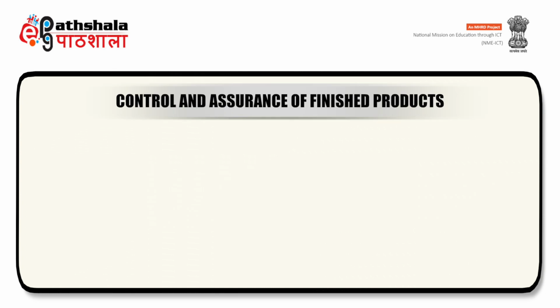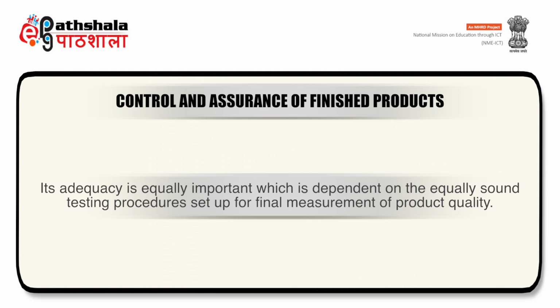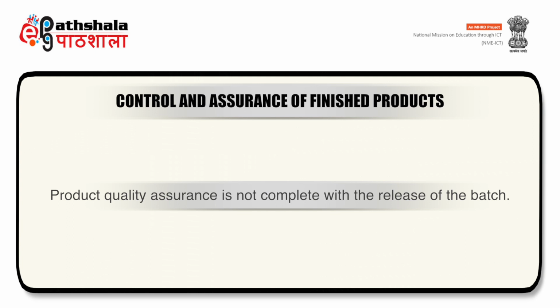Now, control and assurance of finished products under GMP. Merely well-defined specifications, sound sampling procedures, and efficient process controls do not constitute an overall quality control program. Its adequacy is equally dependent on the sound testing procedures set up for final measurement of product quality. Product quality assurance is not complete with the release of the batch.